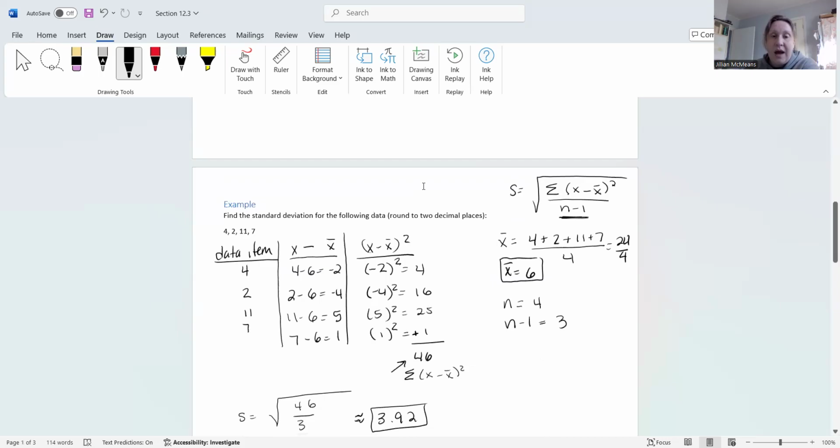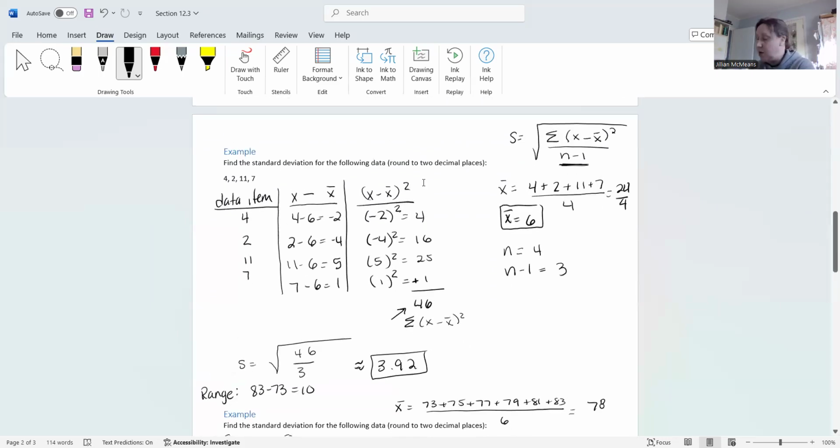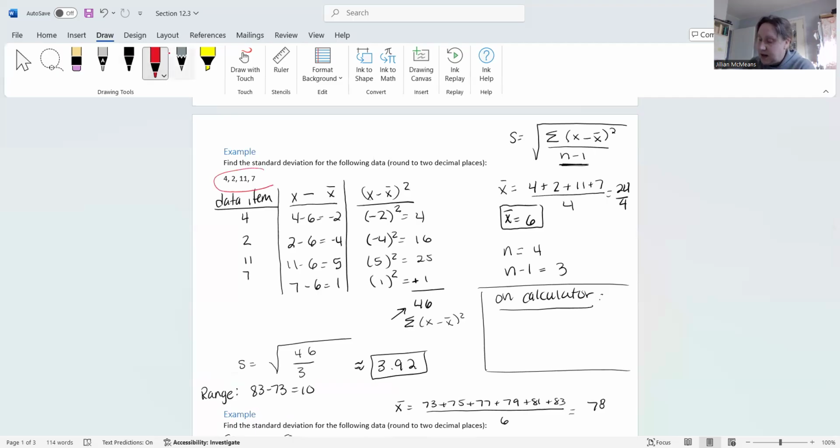Now, as promised, we're going to look at these data sets on the calculator. On the calculator, this is that first example that we did. So here's your data set in case you're lost finding it. We're going to do the standard deviation, and I'm going to show you very specifically how to do this on your calculator. It's a little bit of a process, but it's going to be a big time saver.